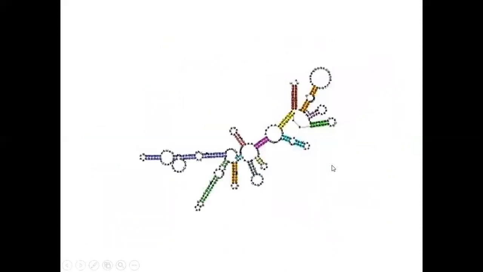This is the structure of ribosomal RNA, and it is the most abundant RNA in the cell. And you can find that there are several stem and loop structures, and this structure is very complicated, and this is the most complicated structure of RNA molecules.